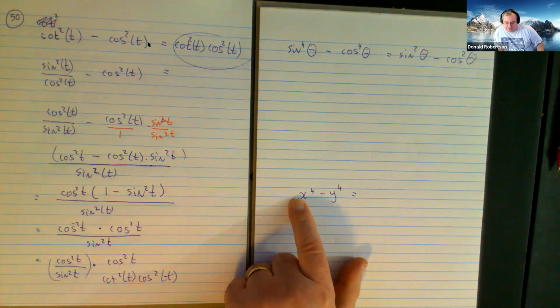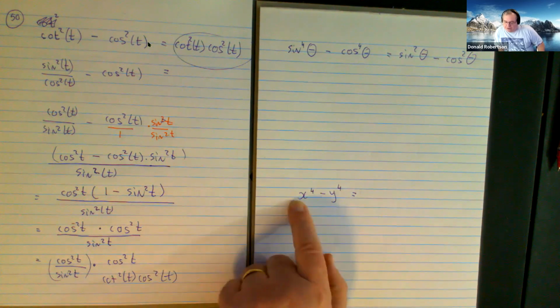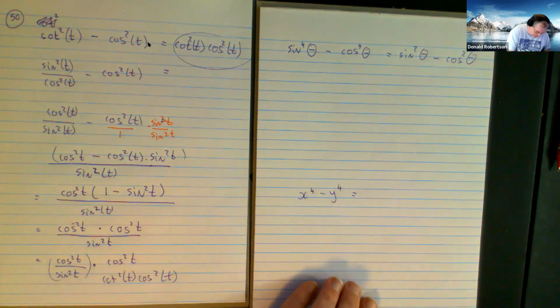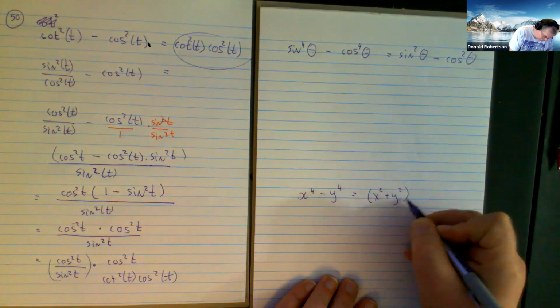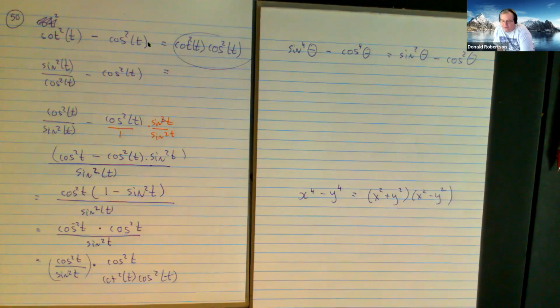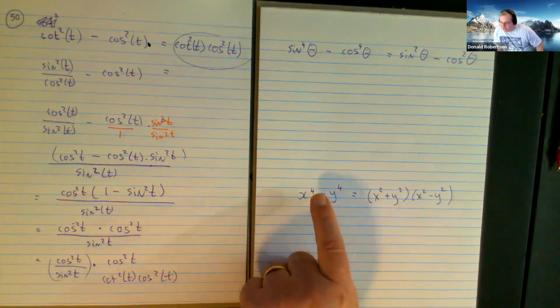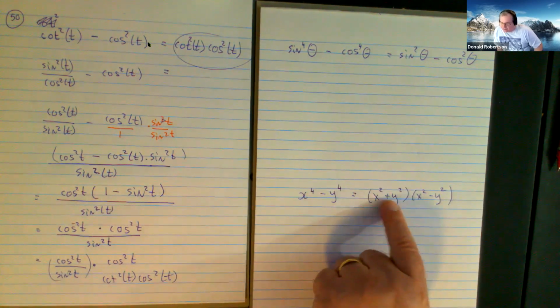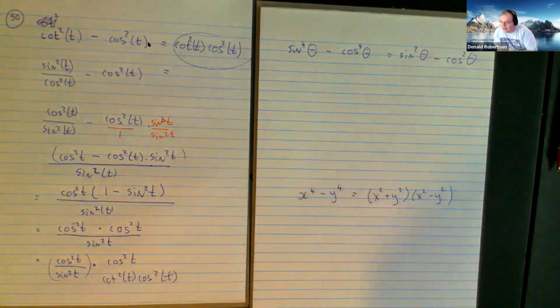If I had x to the 4 take away y to the 4, mathematically, that is considered the difference of two squares. And the only thing is that the two squares are themselves squares. Can you see it's x squared plus y squared, x squared minus y squared. If I FOIL that out, can you trust me that you get that? So this technically is a difference of two squares. That's bad English, right? But that's what it is.